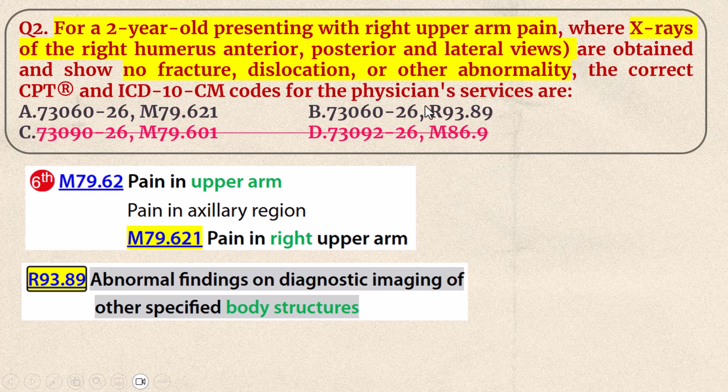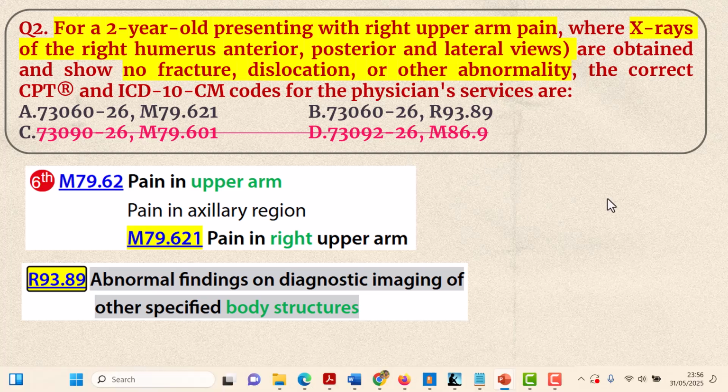If you see the other code, R93.89, that is abnormal finding on diagnostic imaging of other specified body structure. But here there are no abnormalities available. So the correct answer will be A.